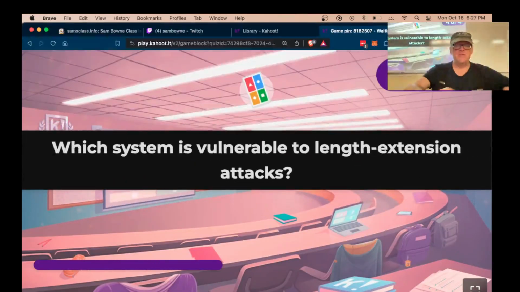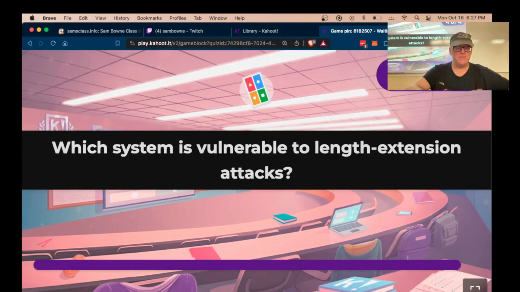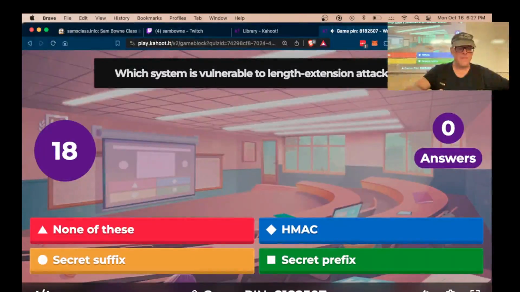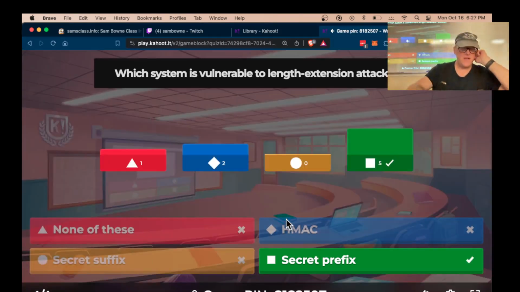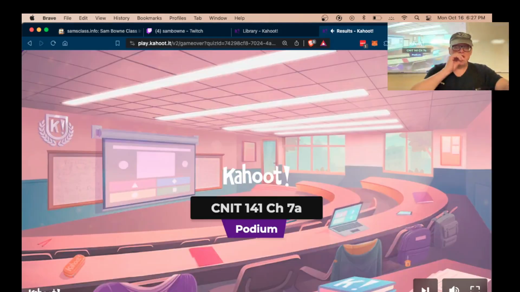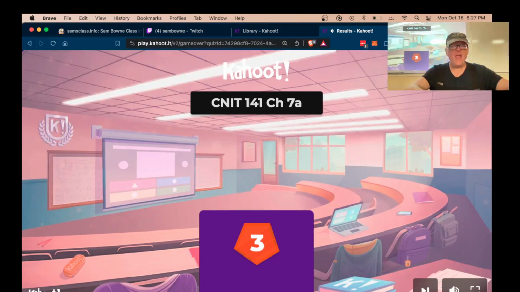All right, which system is vulnerable to length extension? The secret prefix, that's the problem. If the secret comes first and then the message, then you could just add more message and it would work. The secret is included in the hash that's already been done. So the secret prefix is the one that has length extension, not the HMAC itself.